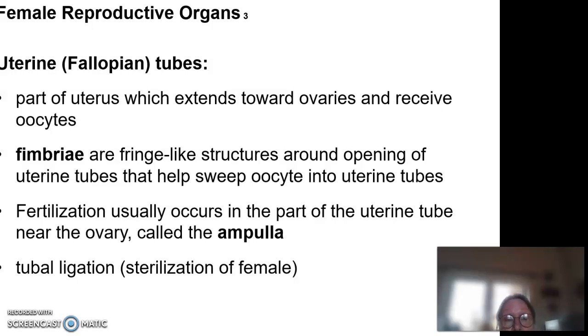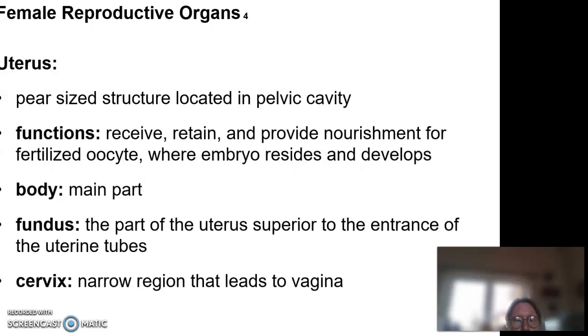The uterine or fallopian tubes extend from the uterus towards the ovaries and receive the oocytes. And the fimbriae are the fringe-like structures around the opening that sweep the oocyte into the uterine tubes. Fertilization usually occurs in the part of the uterine tube near the ovary called the ampulla. And in tubal ligations, these tubes get tied, and basically no eggs go out and no sperm come in.